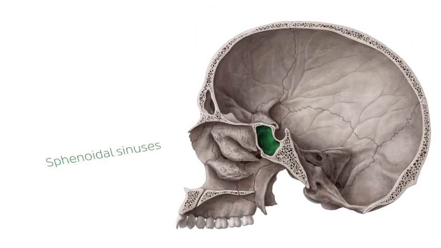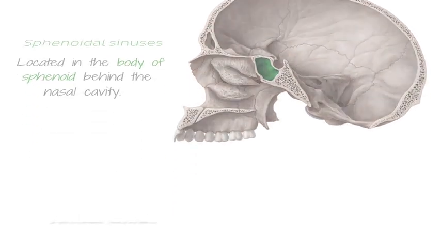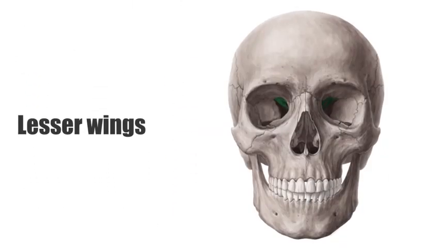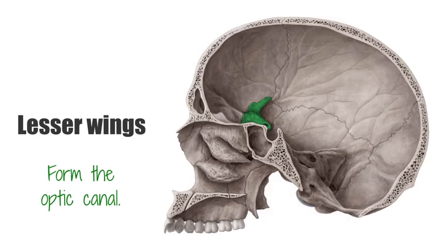The sphenoidal sinuses are located in the sphenoid body behind the nasal cavity and are divided by a septum. The lesser wings arise superolaterally from the sphenoid body, where they form the optic canal, which contains the optic nerve and the ophthalmic artery. The inferior surface participates in the lateral margin of the orbit, while the superior surface forms part of the cranial cavity.